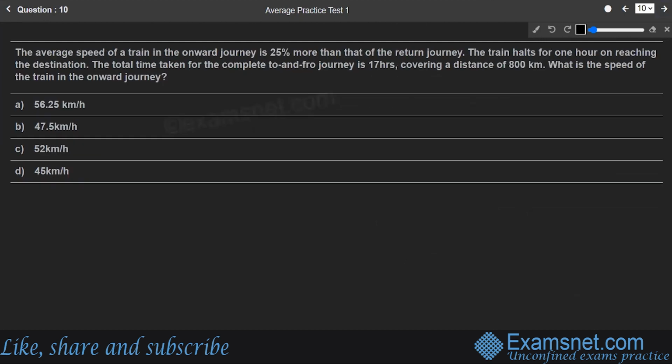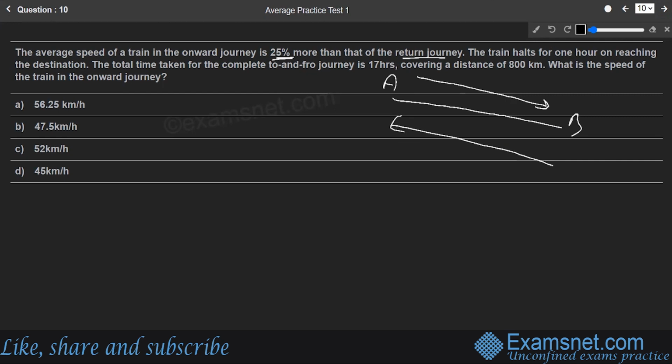Now, they say the average speed of a train in the onward journey is 25% more than that of the return journey. So there is a journey being calculated. Let's say from A to B. If we walk from A to B, the speed has to be something, and from B to A, the speed has to be 25% more.